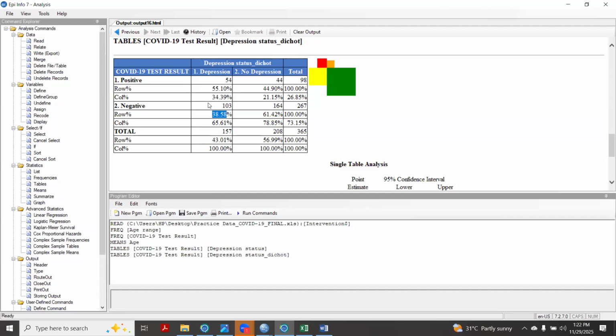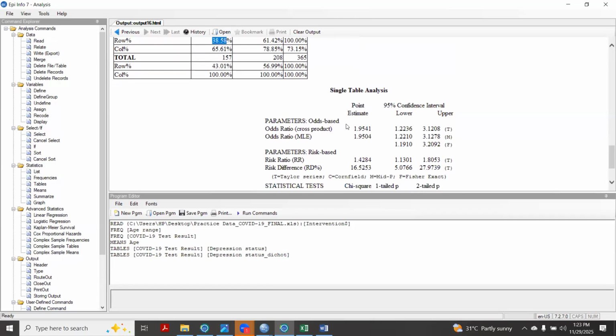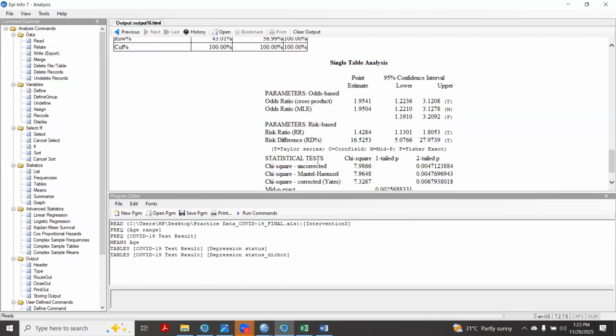Chi-squared, because we are checking for differences in percentages. 55.10 against 38.58. We got 16.52. So this 16.52 increase in depression status in those that are positive compared to those that are negative, is it statistically significant? Our chi-square will help tell us. Now we go to our chi-square.